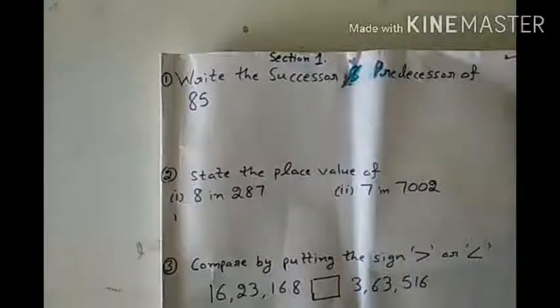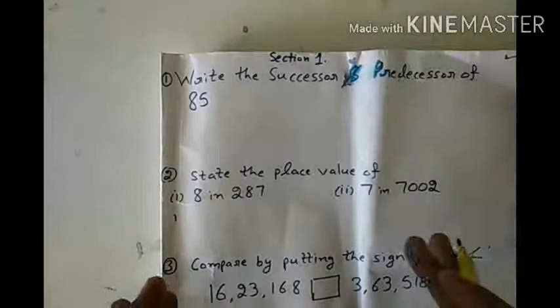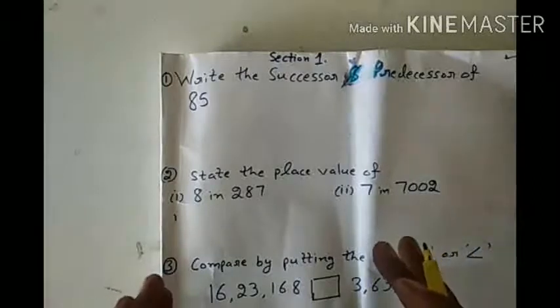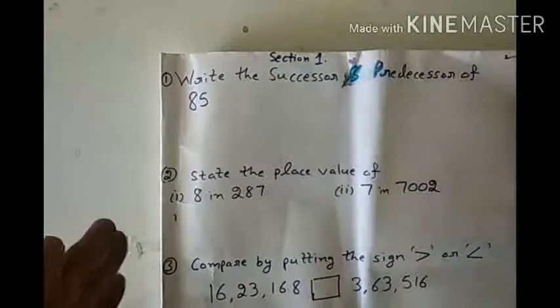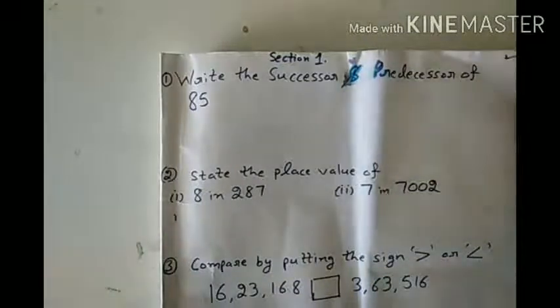Student, in this video we are going to solve the unit test we have taken. So, on the very first question of section number 1, we have to write the successor and predecessor of 85. Now, successor is on the right hand side of the given number on the number line, and predecessor is on the left hand side of the given number on the number line.